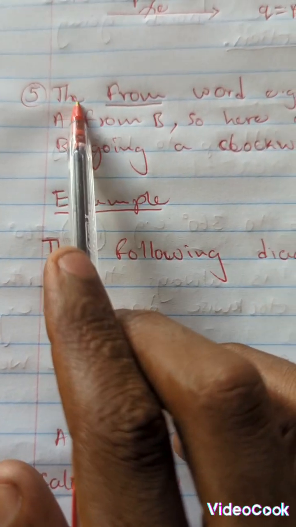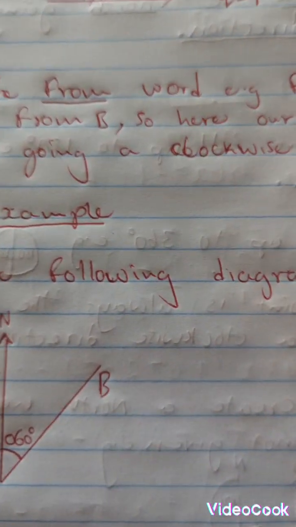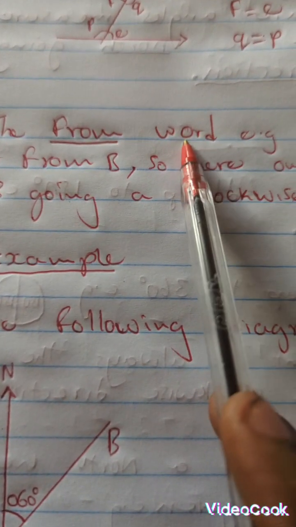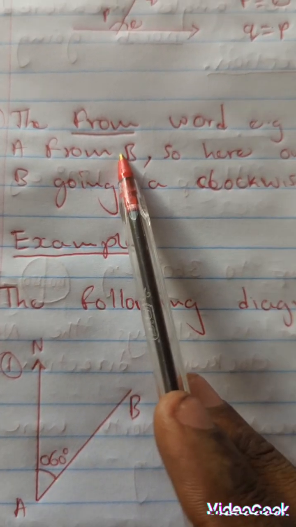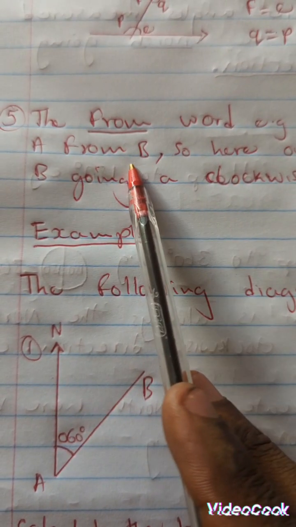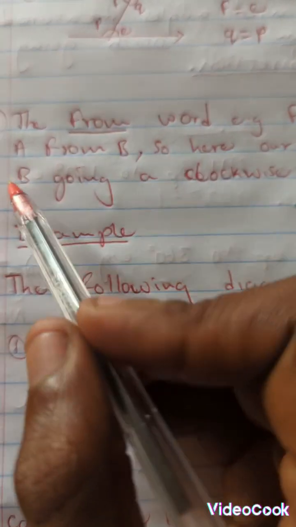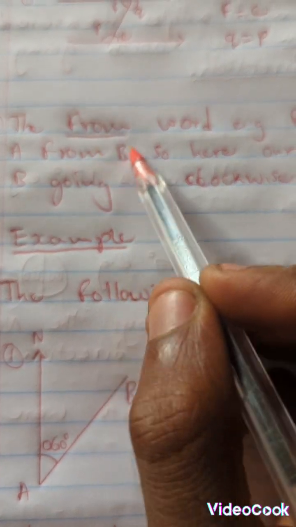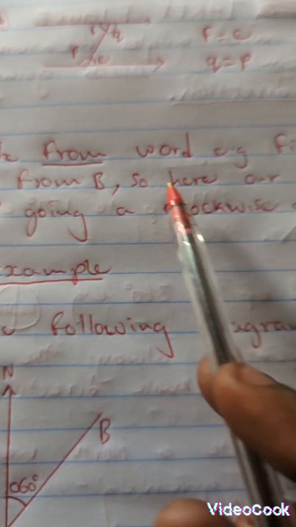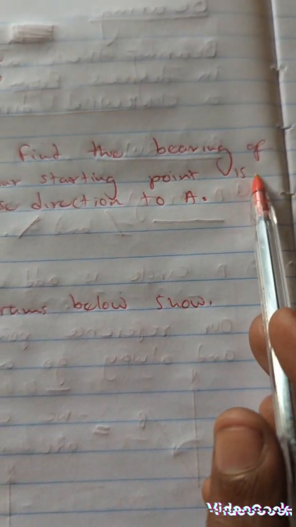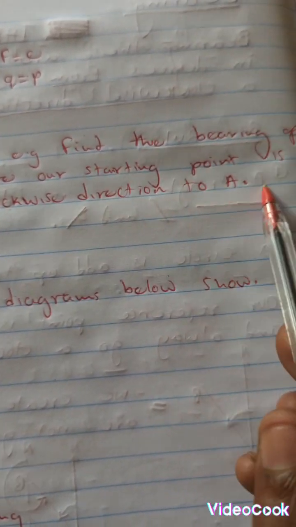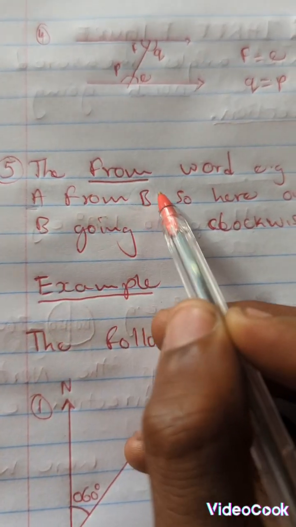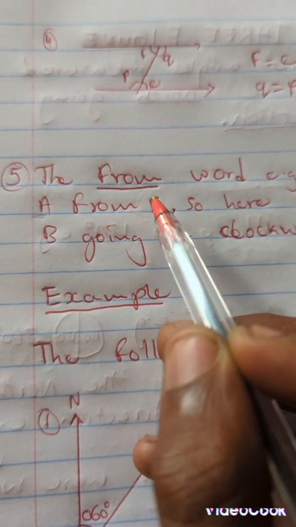Number 5 rule, the from and went. You need to understand the from. For example, find the bearing of A from B. It means, what is our starting point? Our starting point is B, then we go to A, going clockwise. So our starting point is B, going in a clockwise direction to A. So we are finding A, but we are coming from B, and on B there should be a north.